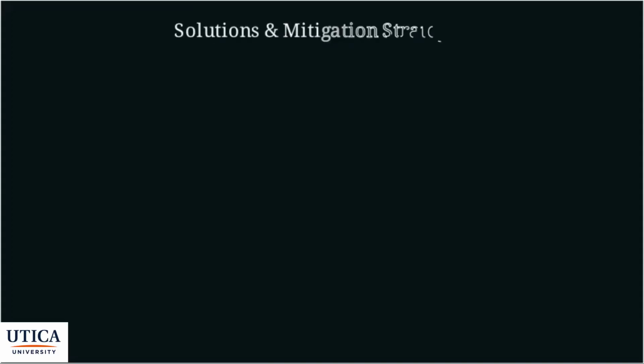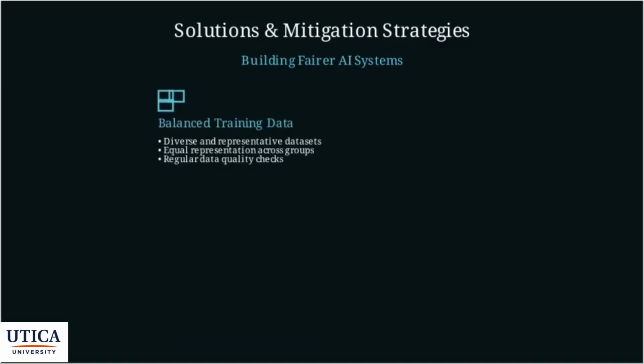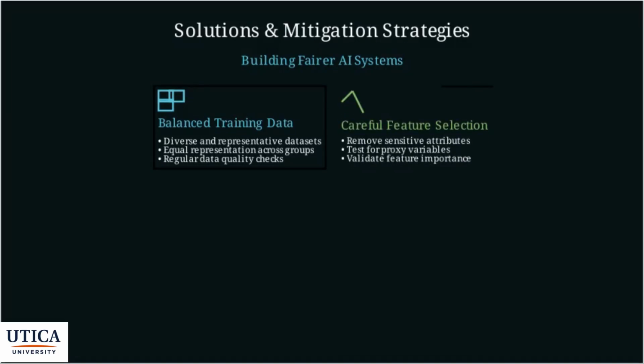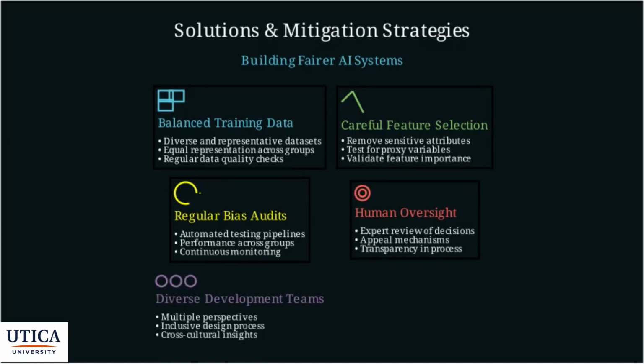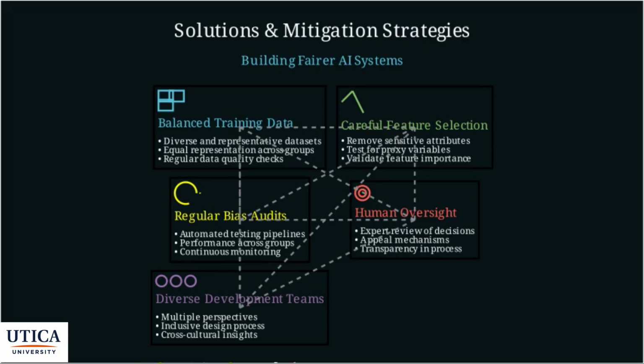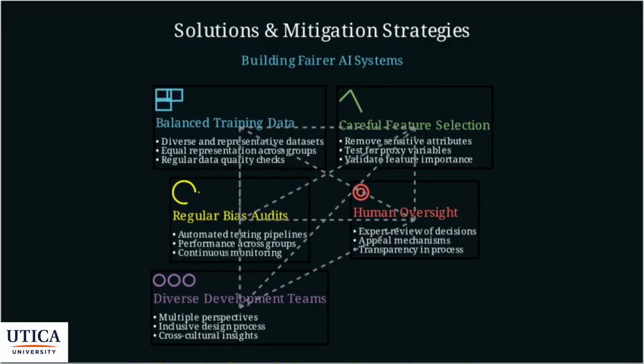But there is hope. We can address these issues through several key strategies. First, ensuring that our data is balanced and representative. Second, by carefully selecting and validating input features. And third, implementing regular bias audits to catch problems early. Fourth, maintaining meaningful human oversight of AI decisions. And finally, building diverse development teams who can spot potential bias before they become problems. Each of these solutions plays a critical role in creating fair AI systems.